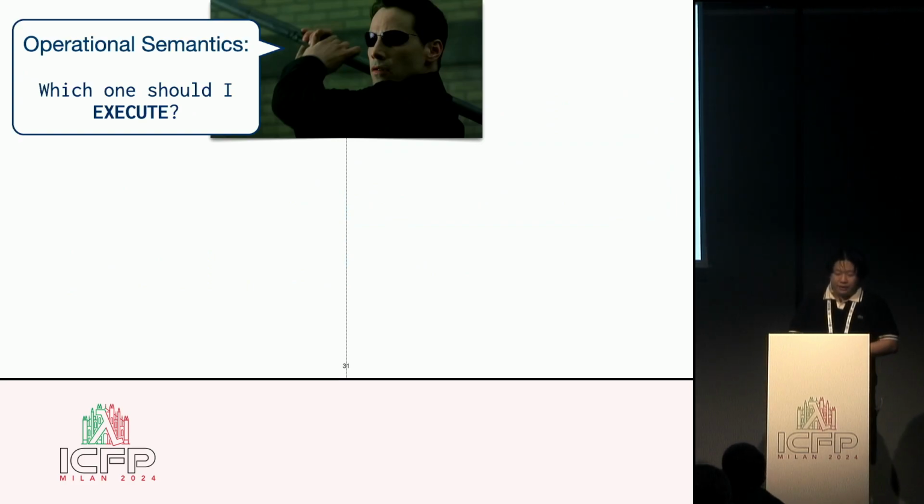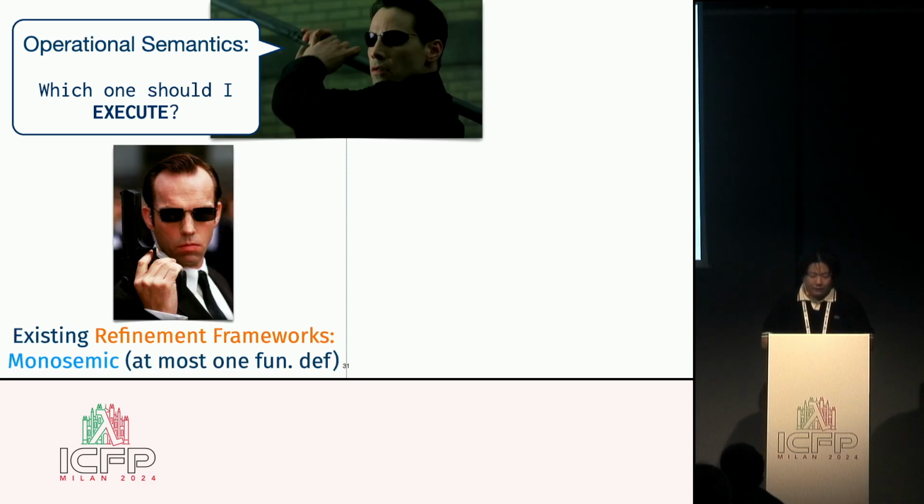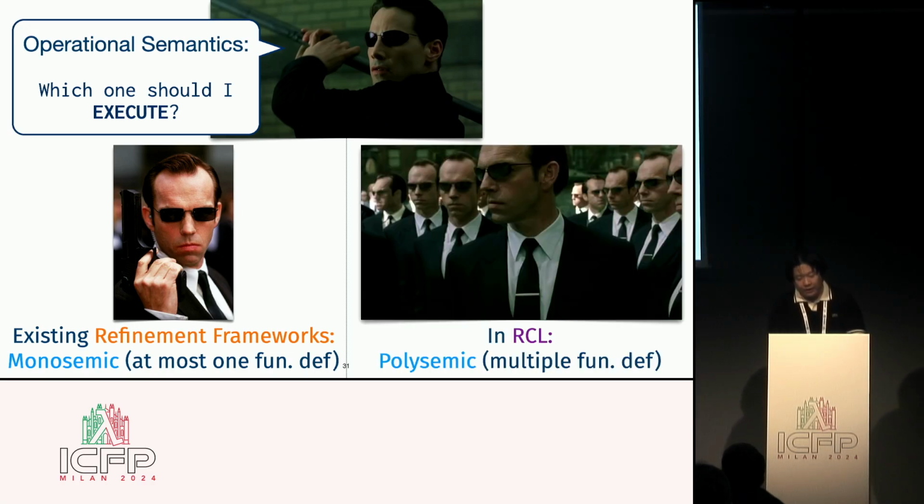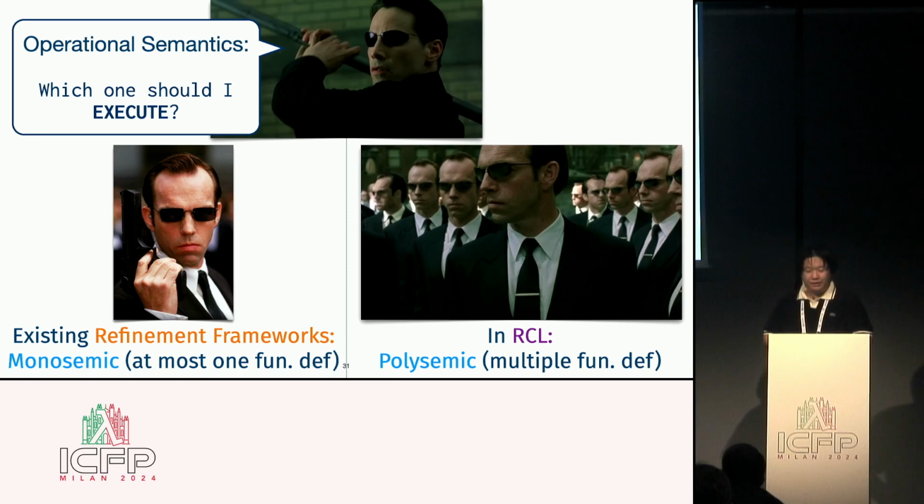If we consider operational semantics, when there is at most one function, you can just execute it. To my best knowledge, all existing frameworks give semantics to only these monosemic programs and consider polysemic programs as invalid. However, in RCL, we have to give proper operational semantics to this polysemic program. And this is not trivial, because you cannot really choose which one you want to execute.